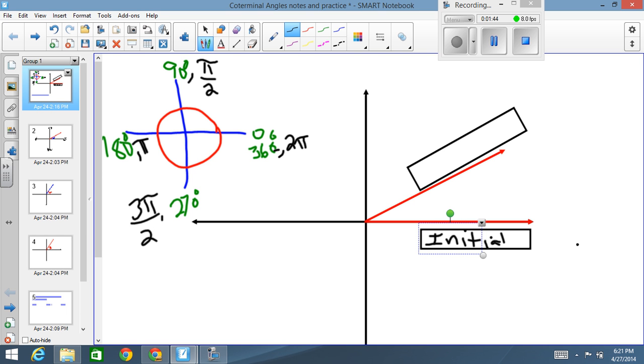This other side, where we actually create this angle, let's call this, say, a 30-degree angle. The other side is called the terminal side. So this terminal side can be created by starting and going down, going in the negative direction, and then hitting that terminal side. That terminal side can be created by going in the positive direction and hitting that side. In any case, that's called the terminal side.